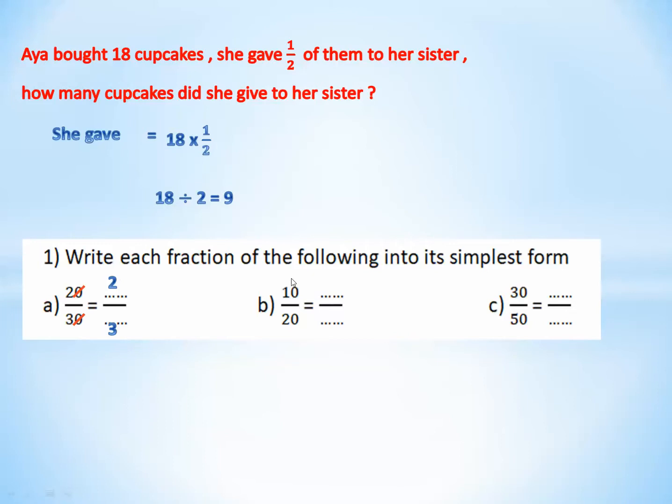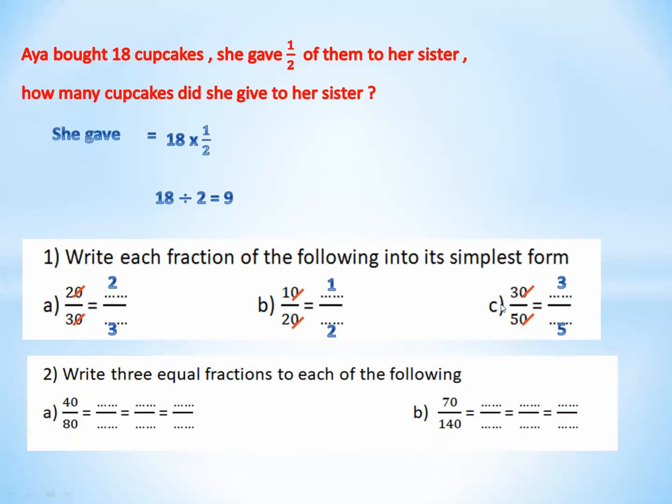Here also 10 over 20. Yes, if we have 0 as ones and 0 as ones, cancel 0 with 0. The remainder is 1 over 2. Here also cancel 0 with 0. It will be 3 over 5.